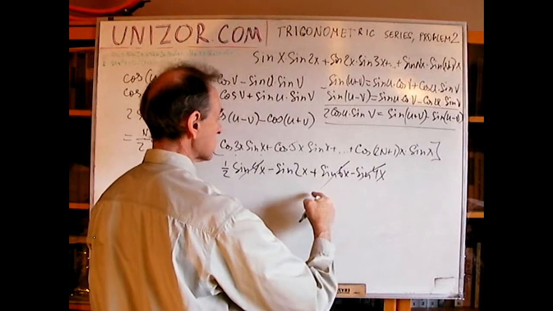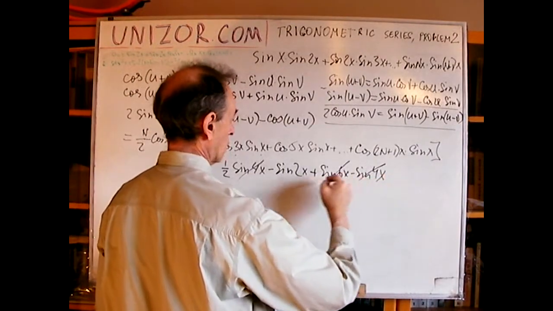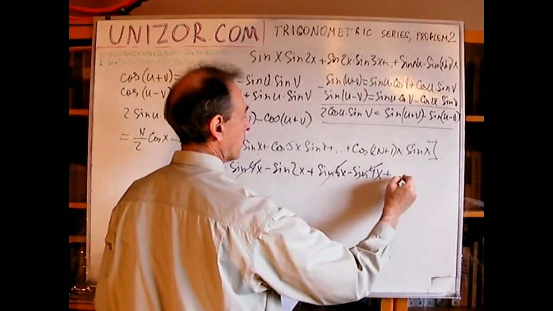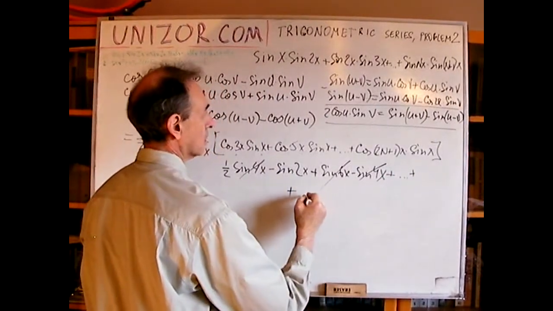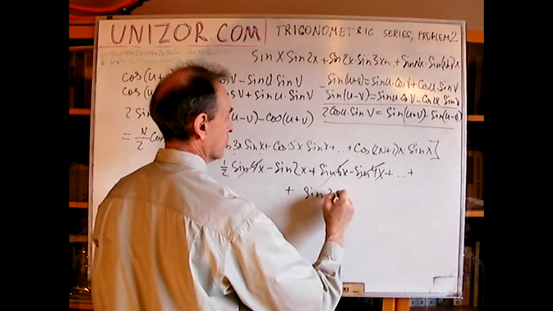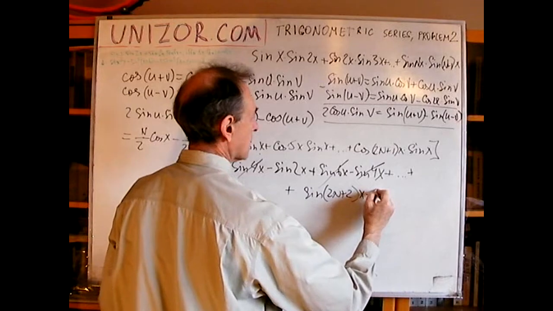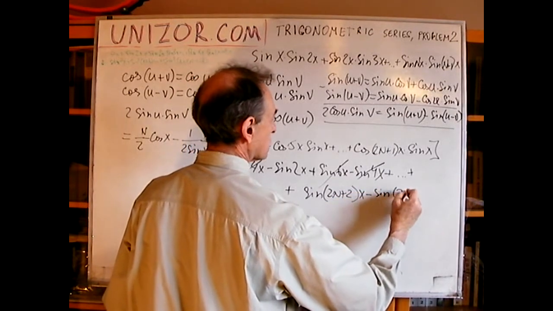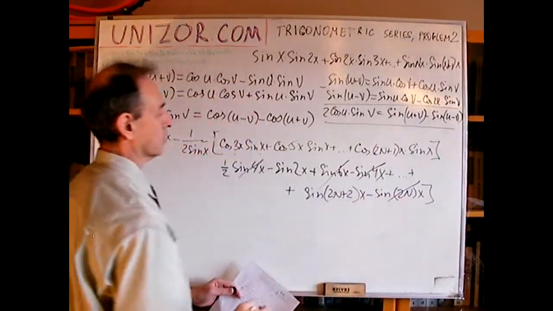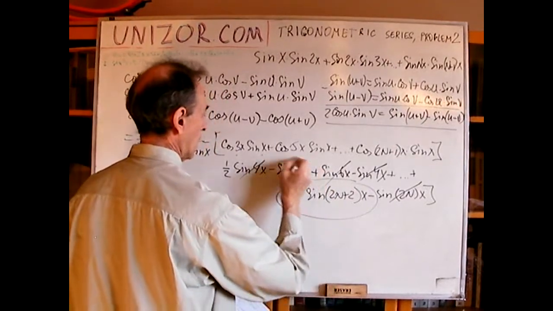So it's always the first one from the previous will be reduced with the second from the next one. So the very last one would be sine of their sum, which is (2n plus 2)x, minus sine of their difference, which is 2n x, which will also be reduced. So what's left is this and this.